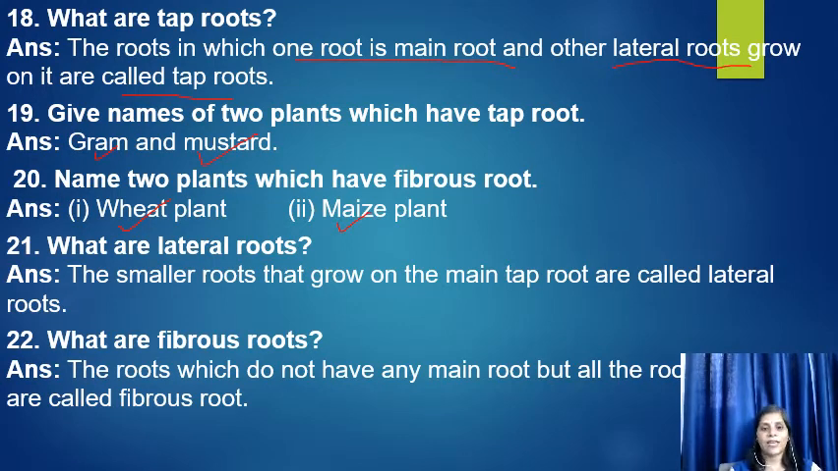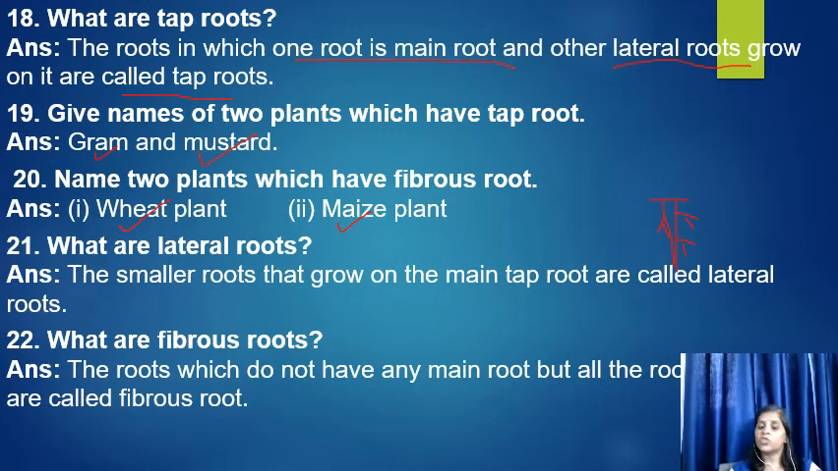What are lateral roots? The smaller roots that grow on the main taproot are called lateral roots. Just now we have seen, this is your main root, and from that main root the small roots are coming out of it. These roots are known as your lateral roots. Clear? What are fibrous roots?